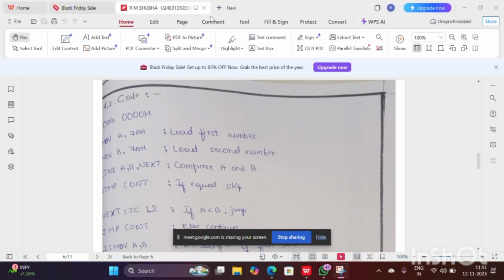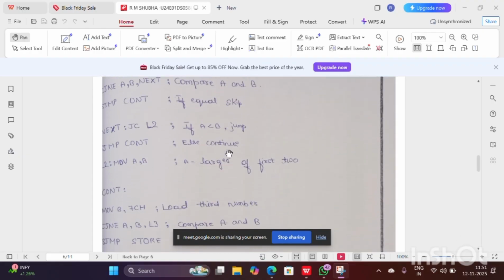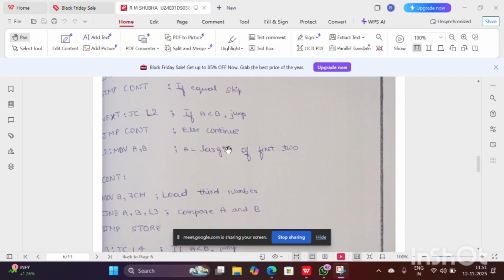Code. First, start the address. MOV A, 7AH: load the first number into the accumulator. MOV B, 7BH: load the second number into register B. Fourth, compare A and B. If A is equal to B, skip. If A is not equal to B, go to the next. JC L2: if A is less than B, jump to L2. L2: MOV A, B. Store the larger value of the first two in A.